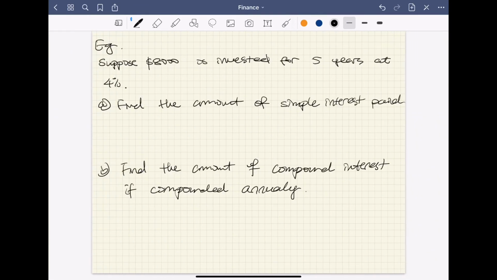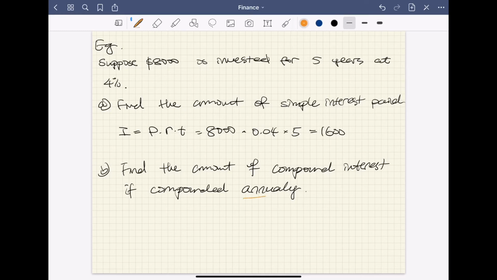Okay, example. Suppose $8,000 is invested for 5 years at 4%. Part A. Find the amount of simple interest paid. If you guys still remember, the formula for simple interest is I equal to P times R times T. So it's going to be 8,000 times 4%. 4% is 0.04 times 5. And this is equal to 1,600.